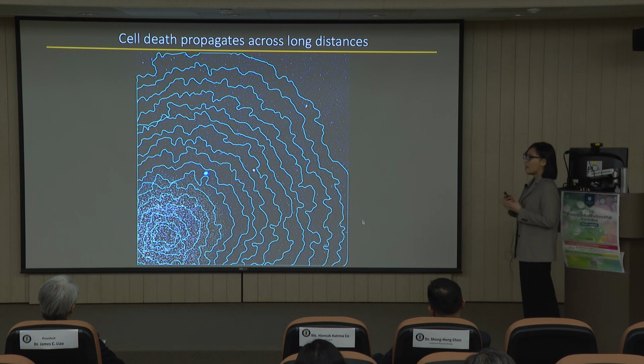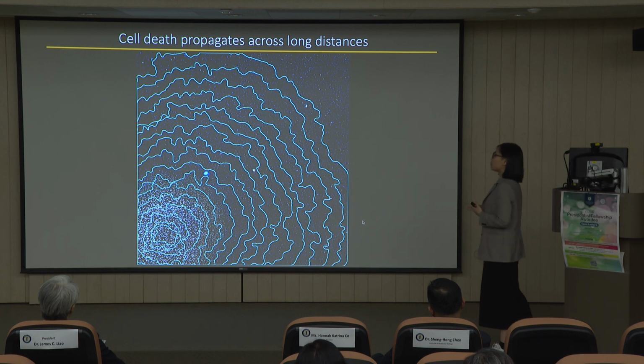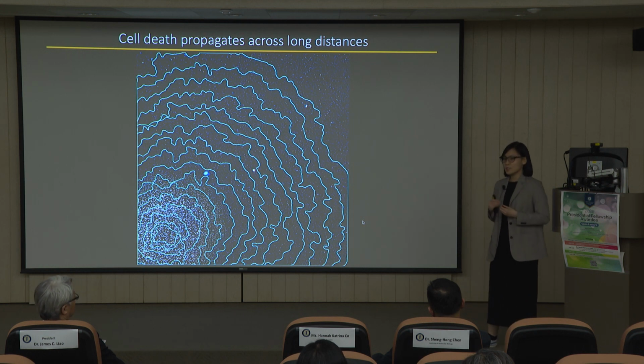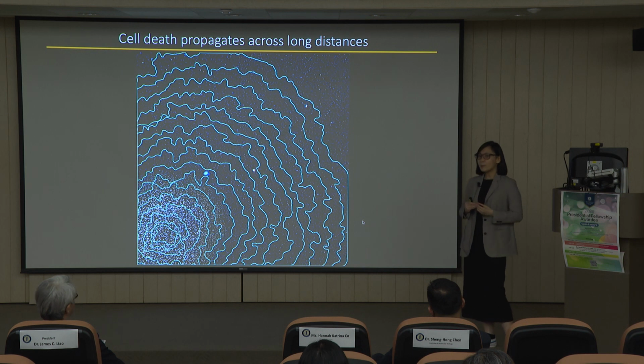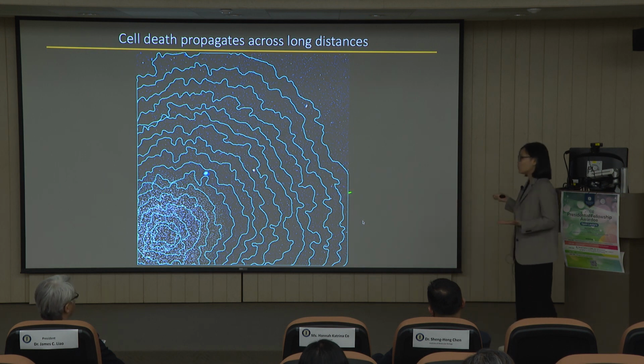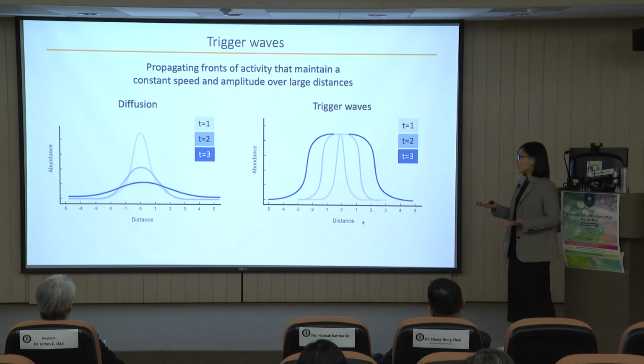Now here I want to emphasize that even though people previously found that cell deaths could be transmitted from one cell to its neighboring cell, it is the first time that we could observe cell deaths propagating across thousands of cells without any signs of slowing down. And this type of phenomenon is what we call trigger waves.